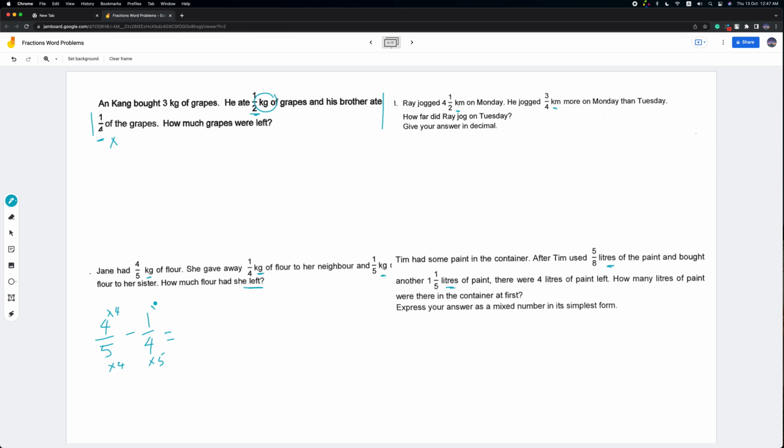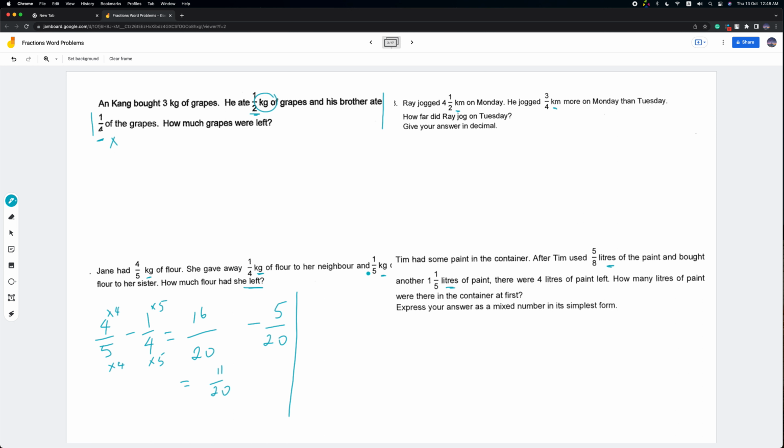For the fraction on the left, we multiply by 4. Fraction on the right, we multiply by 5. So what do we get? We get 20, we get 16 over 20 minus 5 over 20. What does this give us? 11 over 20. This is after she gave 1/4 to her neighbor.